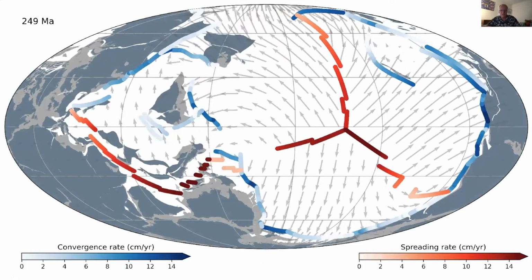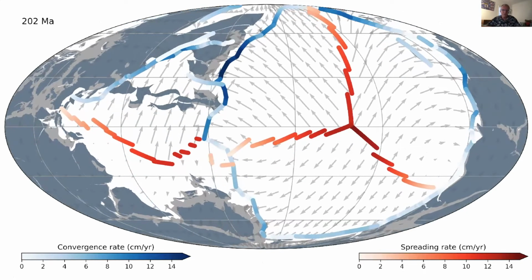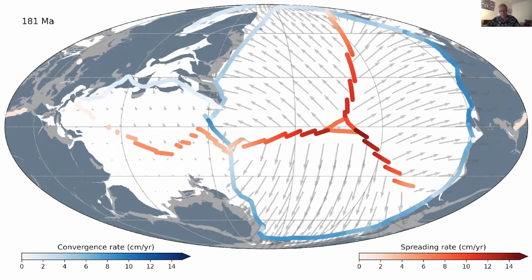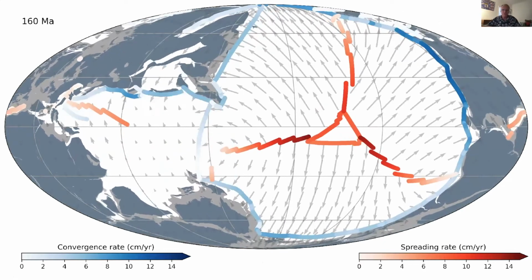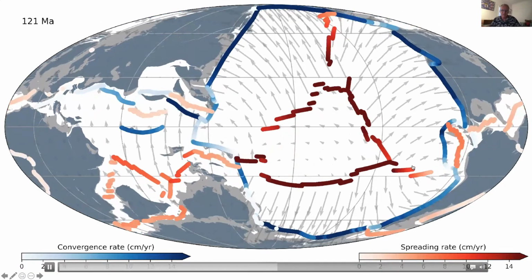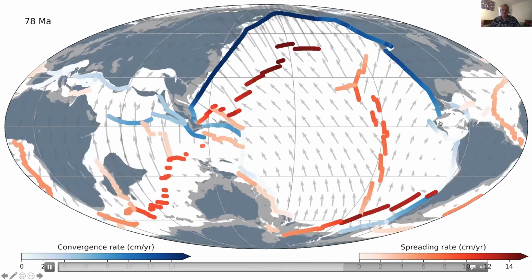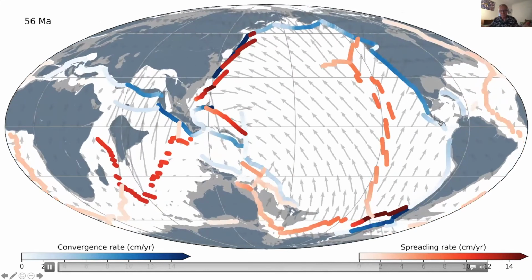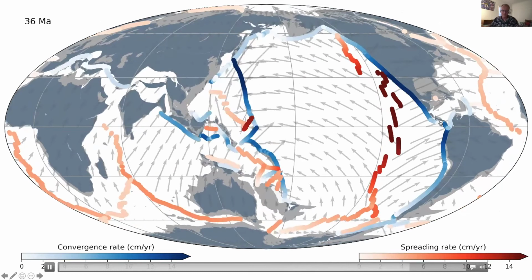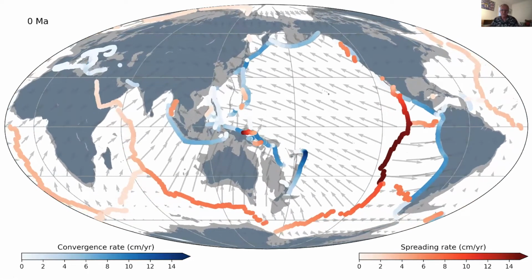So this is a little video that Ben Mather has put together that is focused on the driving forces of the carbon conveyor belt. So what's shown here is the spreading rates along mid-ocean ridge segments in red and convergence rates in blue. And so we see Pangaea going through the cycle of breaking up. Mid-ocean ridge lengths doubled in this process and vastly accelerated the workings of the carbon conveyor belt.